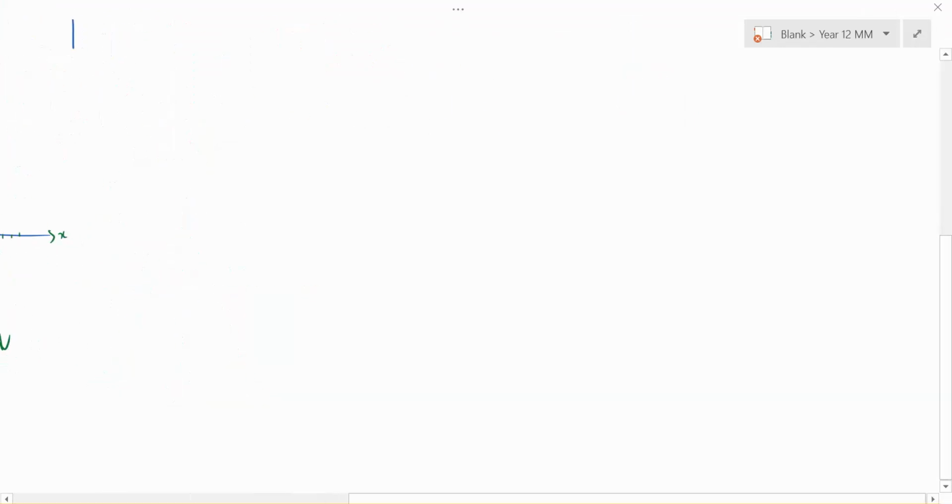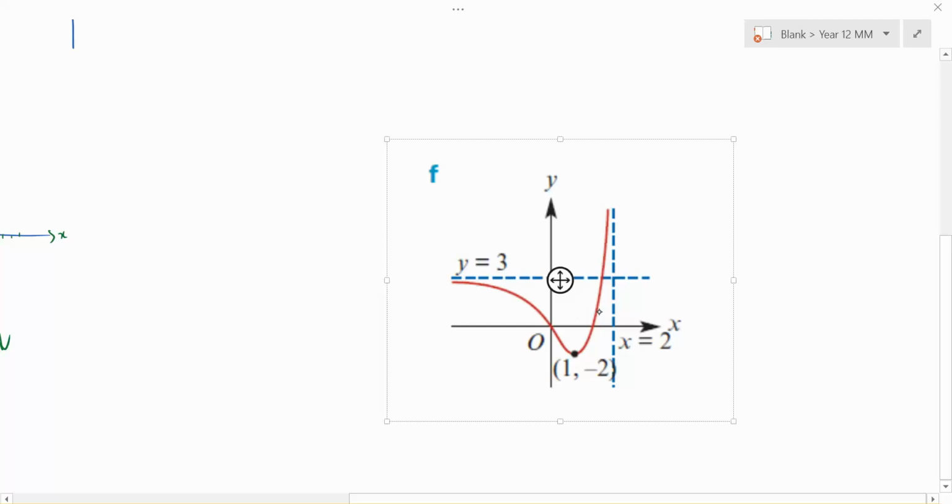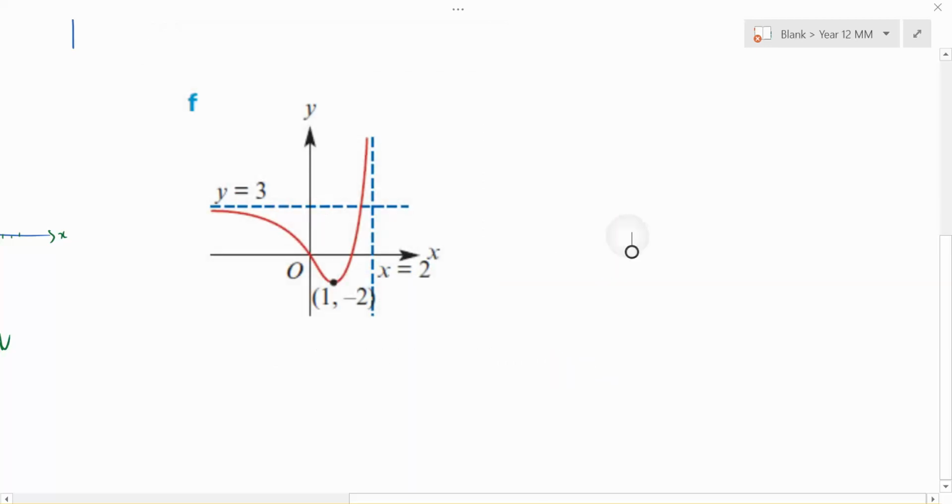Let's have a look at F again. F is nice because, and I'll show you why, it's got that asymptote that we have to look at. Same thing here, so I'm going to draw out my axes again. Alright, let's look at the things I know.